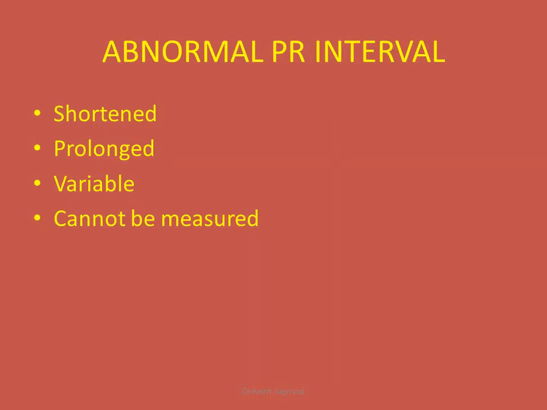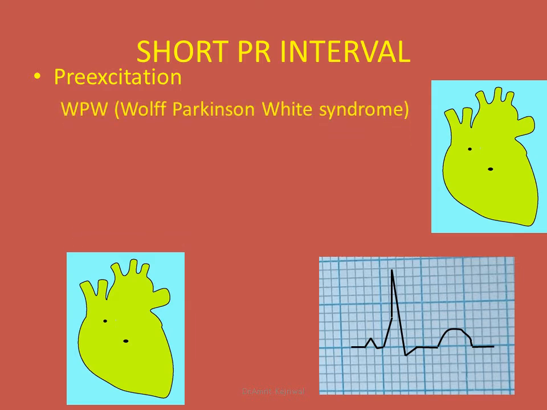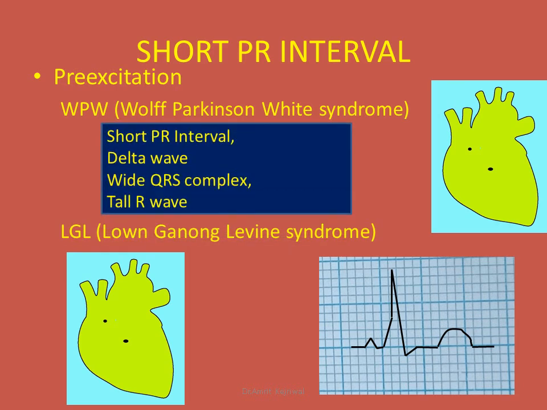There are various conditions in which you get a shortened PR interval, prolonged, variable, and cannot be measured. Just go through them. A short PR interval can be due to pre-excitation, commonly seen in Wolff-Parkinson-White syndrome and LGL syndrome. In Wolff-Parkinson-White syndrome, you have a short PR, delta wave, wide QRS complex, tall R wave. You can see over here, this is the delta wave, broad QRS complex, and a short PR interval.